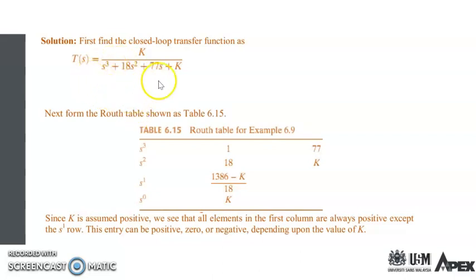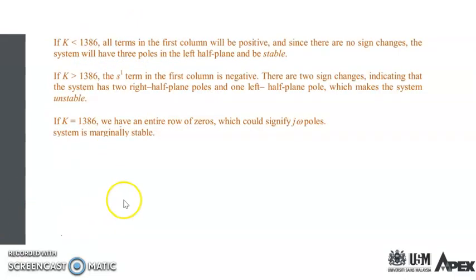Basically, you just need to find the transfer function, then generate the Routh table, and from there you can determine K. So it can be stable, unstable, or marginally stable.